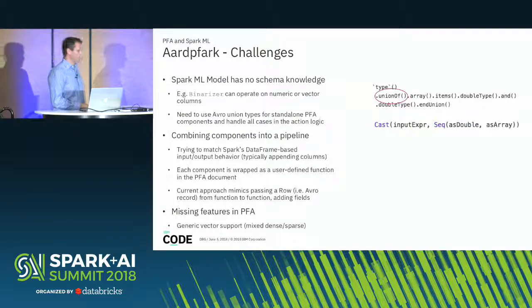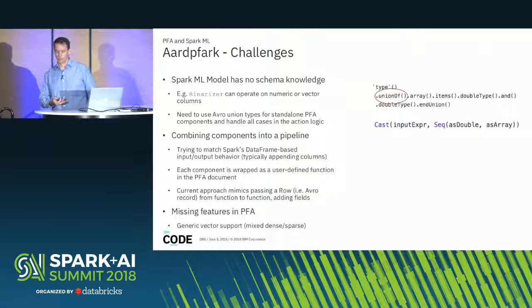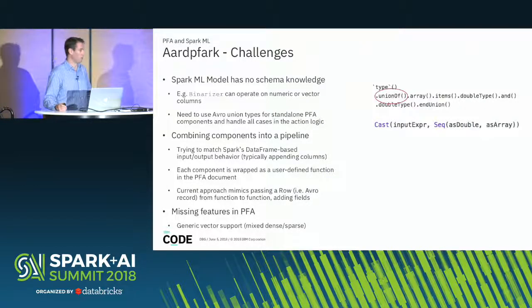One important thing is that at the moment, PFA doesn't support mixed generic vectors. So you either have to specify a dense or a sparse vector. And this is a problem because in Spark, which makes sense, you can pass in any vector. So it could be dense or sparse, and it's generic. And Spark can operate on that. The Spark ML model can operate on that without any worries. So that's actually something missing in the PFA spec, and something that I believe needs to be changed and added. So that would make life significantly easier.